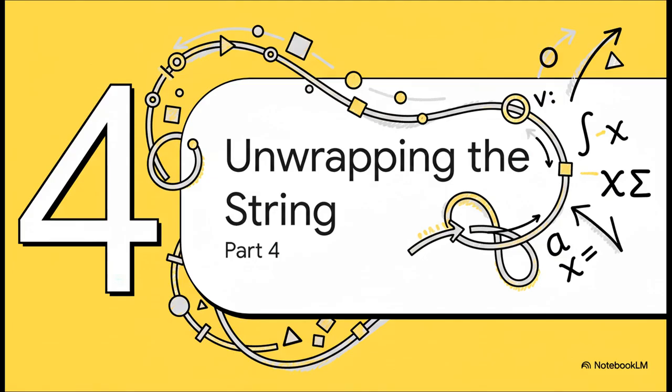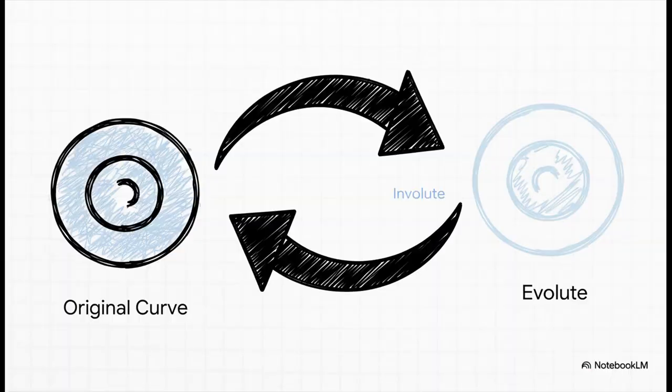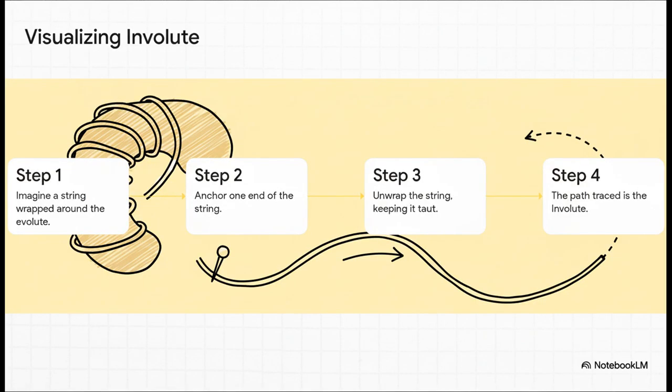This amazing relationship isn't just a one-way street. We can actually work backwards. So if the evolute is born from the original curve, it turns out you can also use the evolute to recreate the original curve. And the curve you get when you do this is called the involute. This is the classic way to visualize it, and it just works perfectly.